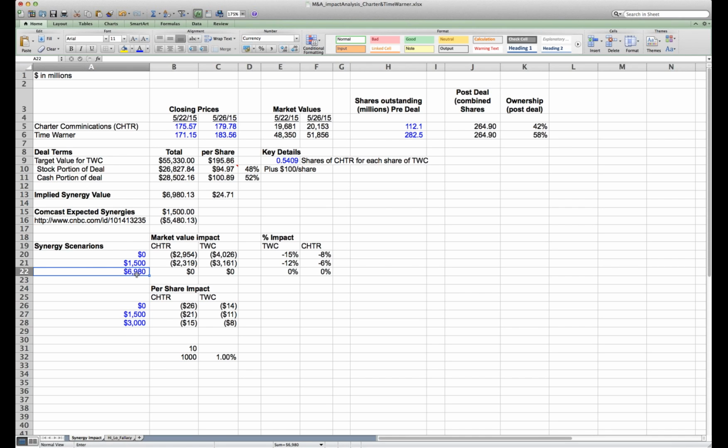All right, but if their synergies are below, you can see, and this is the percent impact you can expect on the stock price. And this is the per share impact, right? $26 a share is what Charter has paid in terms of synergy value, right? And that's simply equal to 0 minus the synergy value times their ownership stake in the deal divided by their pre-deal shares outstanding. Again, I'm happy to share the model with you to show you how to look at this.